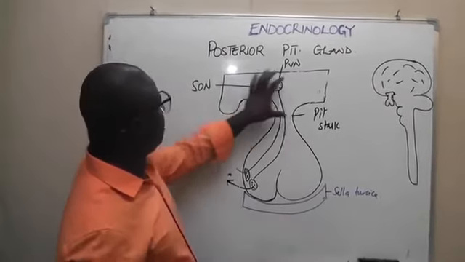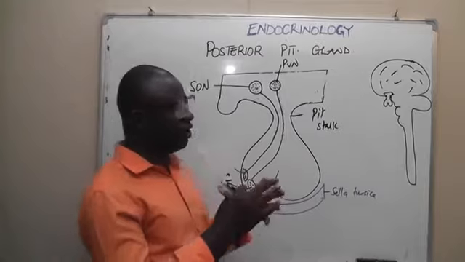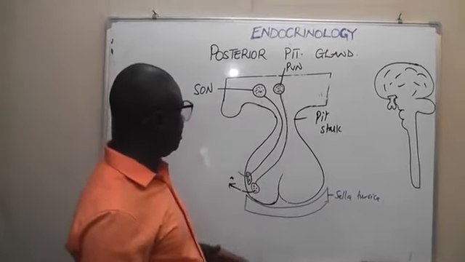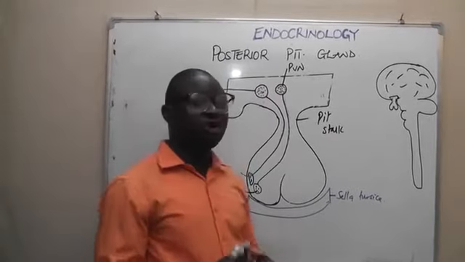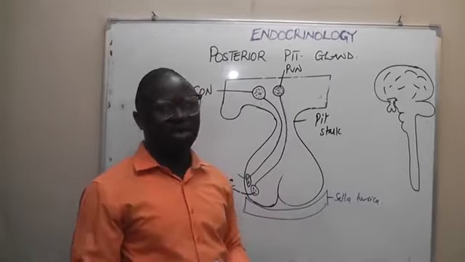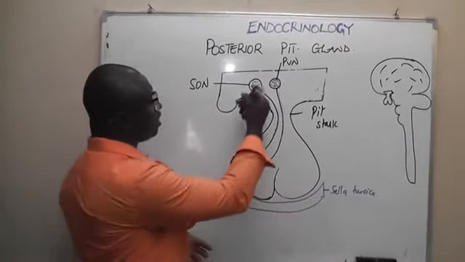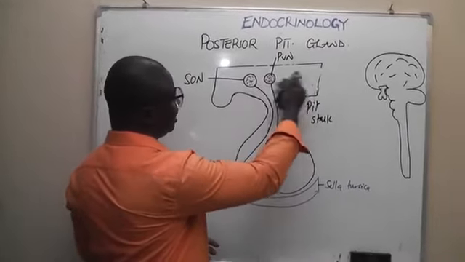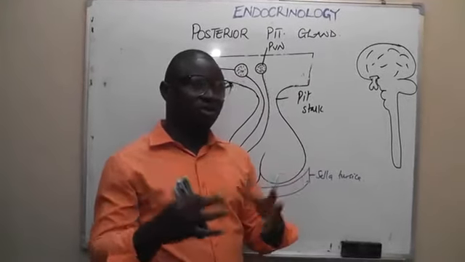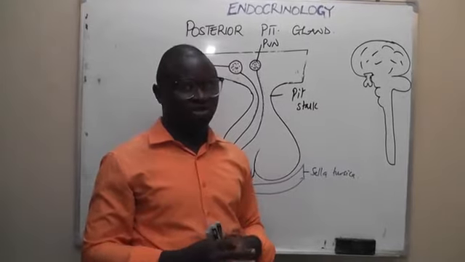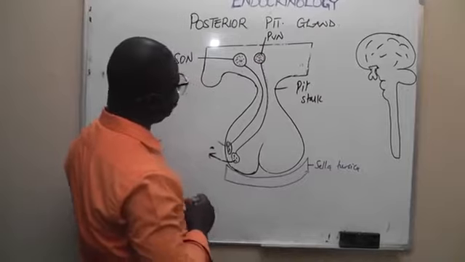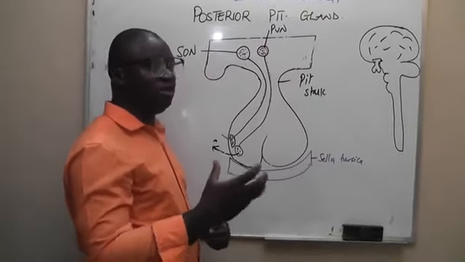Within this hypothalamus, we have some groups of nuclei. Remember, the posterior pituitary gland is made up of neural or neurosecretory cells, basically neurons. We have groups of nuclei scattered around the hypothalamus. What are nuclei? Nuclei are aggregations or collections of cell bodies. These cell bodies are responsible for the production of these hormones.